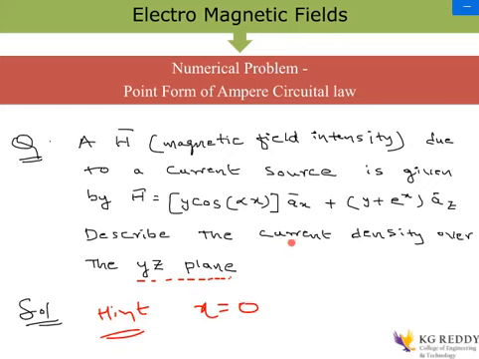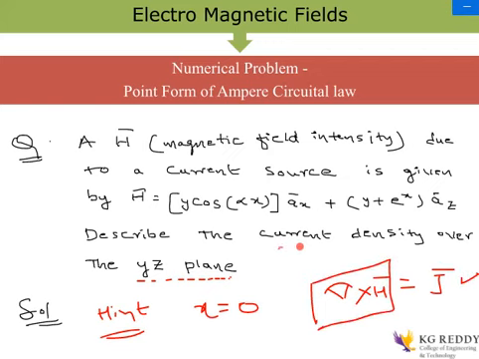The other thing is you need to find the current density. As per the point form of Ampere's circuital law, we know that the curl of H bar is equal to J. So if you find the curl of H bar, you will get J bar. That is what the question asks: to find the current density over the yz plane. Here the current density you get directly through the curl of H bar, and the data is given with respect to H bar. So simply you need to find the curl of H bar, and finally you will get this J bar.